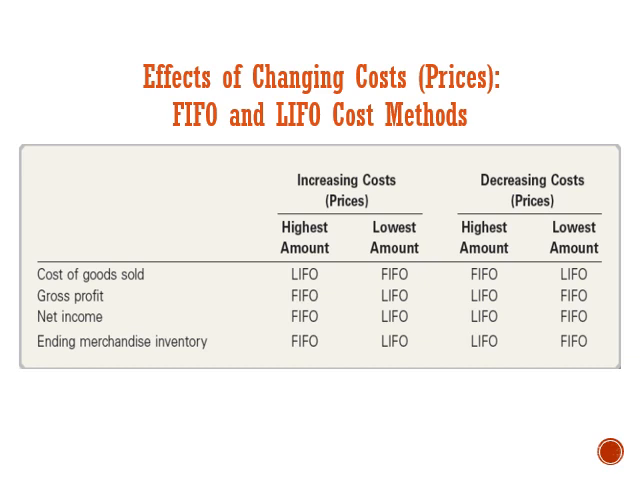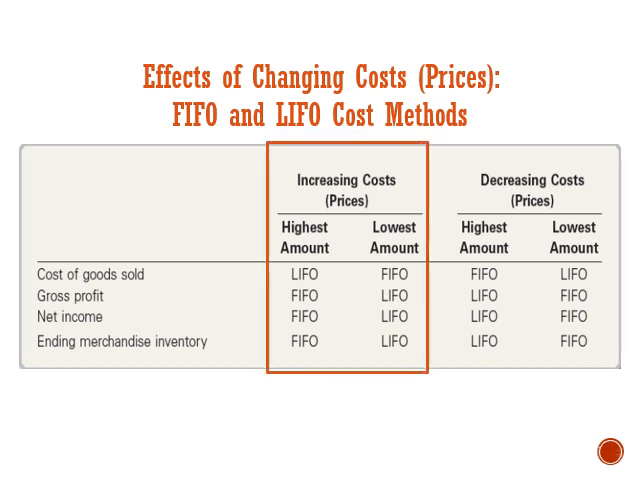Just to give you an overview of the effects of changing costs to the FIFO and LIFO methods, here we have a summary of the effect to the important information in the income statement. With increasing costs, if we use FIFO, the cost of goods sold will be at its lowest since we sell those with lower cost first. And thus, the gross profit, the net income, and the closing inventory will be at the highest.